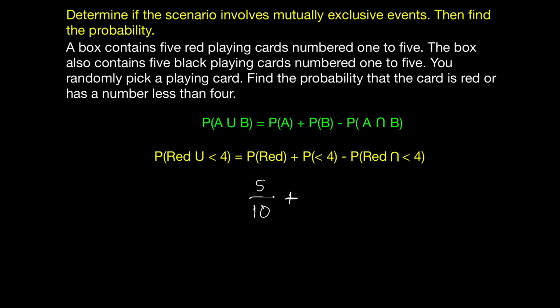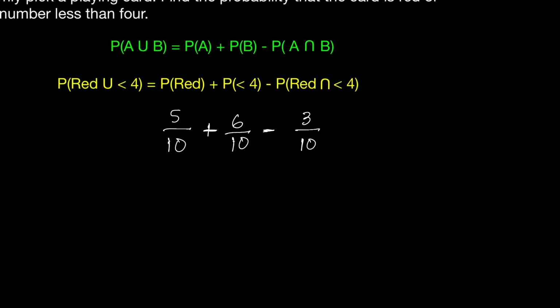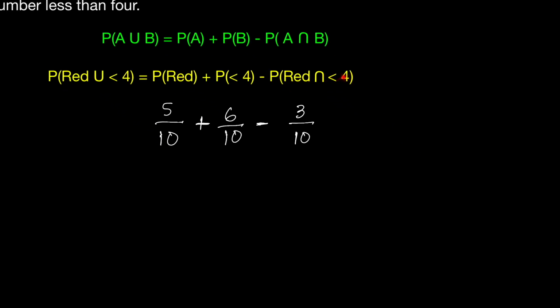So in this case, I'm going to have 3 red playing cards that are less than 4, and I'm going to have 3 black playing cards that are less than 4. 3 plus 3, that's going to give me 6 out of 10. Now I'm going to subtract the probability of getting a red card that's less than 4, and that should be 3 out of 10 since I only have 3 red cards that are less than 4. Since I do have an intersection, these are inclusive events.